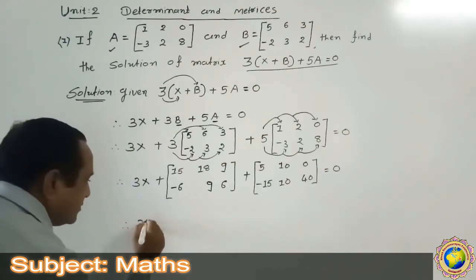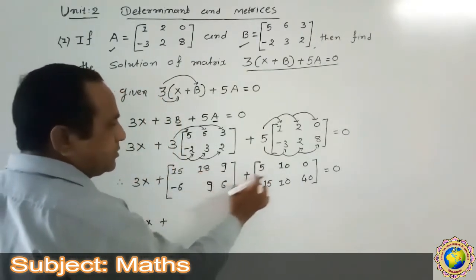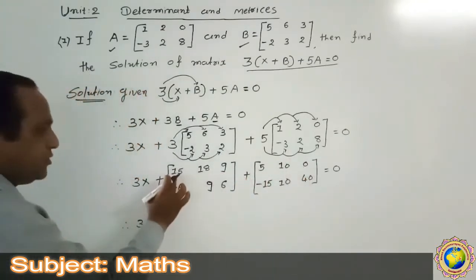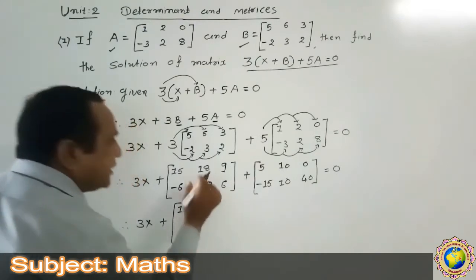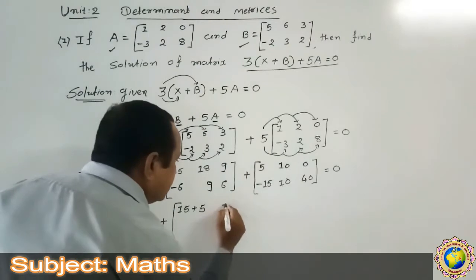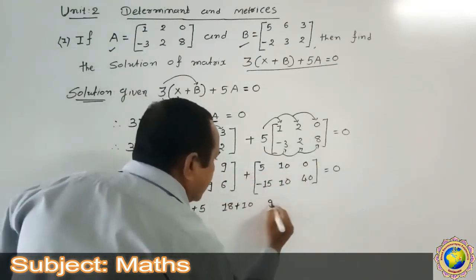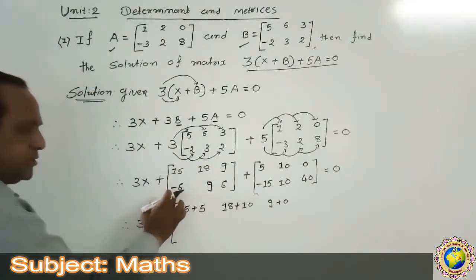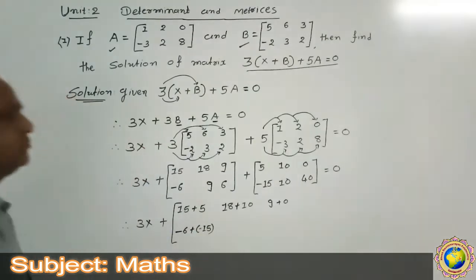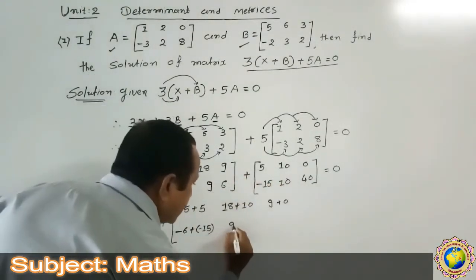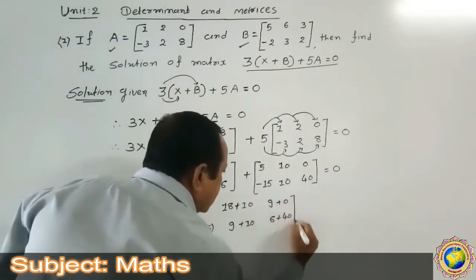So now 3X plus this matrix plus this matrix: first element plus first element, second element plus second element, third element plus third element. So first row, first element plus first element: 15 plus 5, second element 18 plus 10, third element 9 plus 0. Second row, first element -6 plus -15, then 9 plus 10, and 6 plus 40, equal to 0.